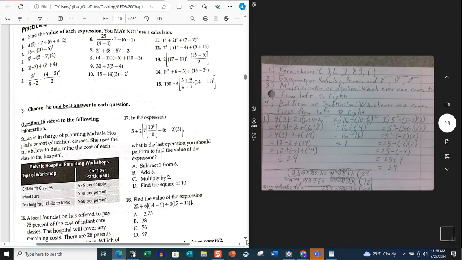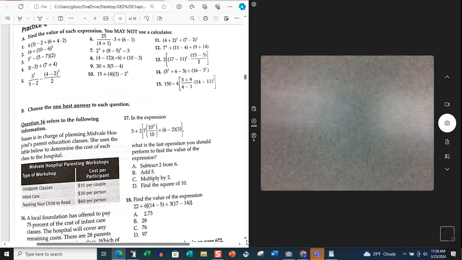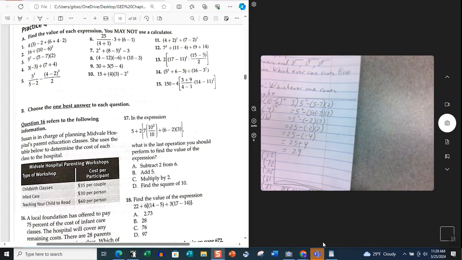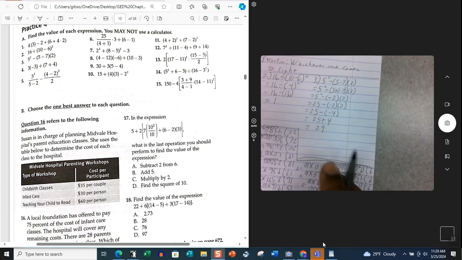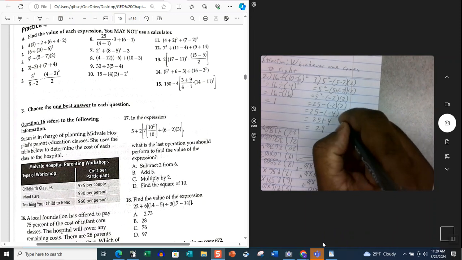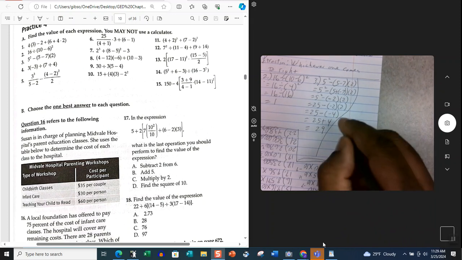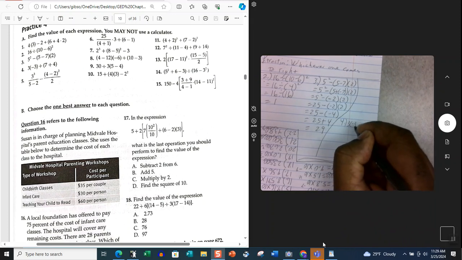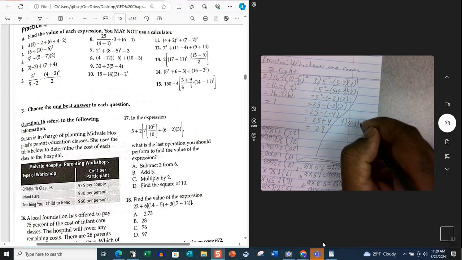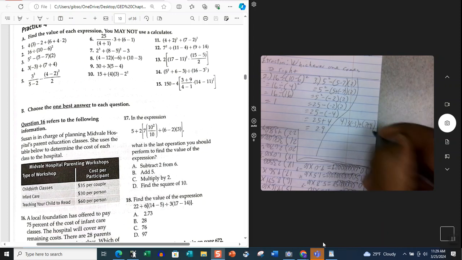Okay, now, that took care of problems 1, 2, and 3. Now we move on. We're going to go to problem number 4. Problem number 4 is actually not that bad. Let's look at problem number 4. We have 3 times negative 3 plus 7 plus 4.